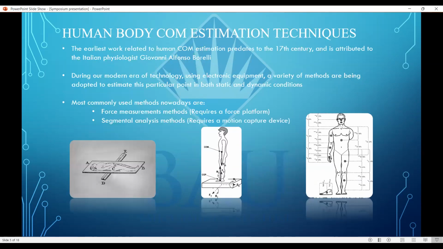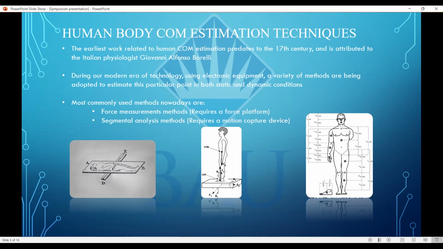So now we move to the most important thing, which is estimating the center of mass in a complicated structure like the human body. The earliest work related to center of mass estimation dates back to the 17th century and is attributed to the Italian physiologist Giovanni Alfonso Borelli, who is also considered the father of biomechanics.